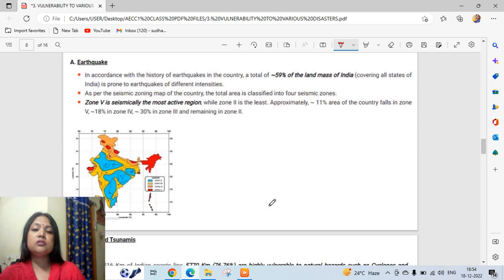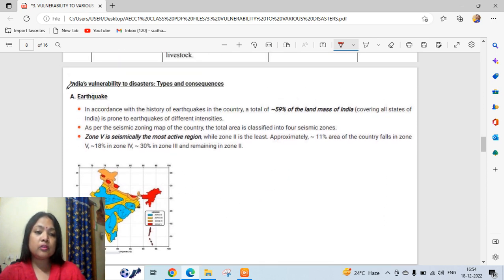Okay. So now let us see India's vulnerability to disasters, its types and consequences. It is very much important. So first let us discuss earthquake. Earthquake means when the earth's tectonic plates start to shake, isn't it? That is earthquake.